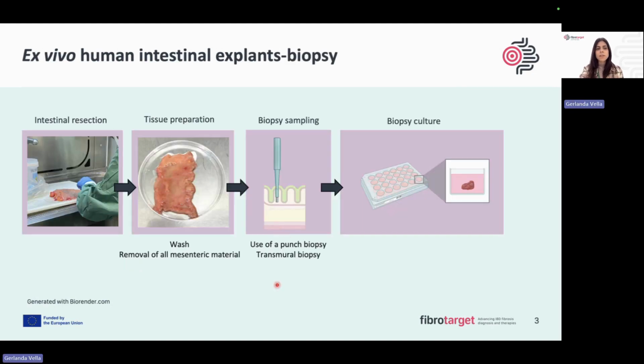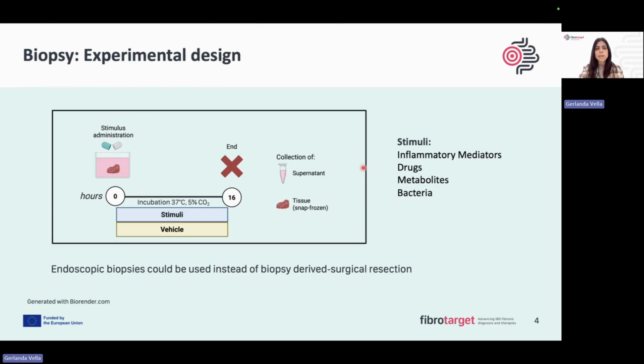Starting from the biopsy, first of all, the intestinal resection is collected at the surgical room, and then in the laboratory, the tissue is washed and all the mesenteric material is removed. Then the transmural biopsy is taken using a punch biopsy device, and the biopsy is cultured. This is the general experimental design that is used for culturing the biopsy.